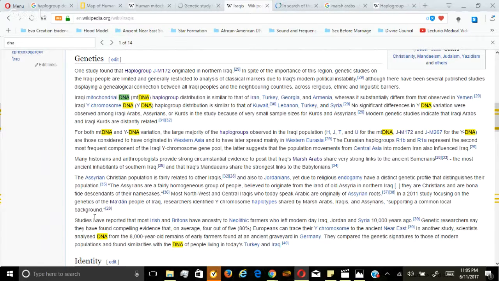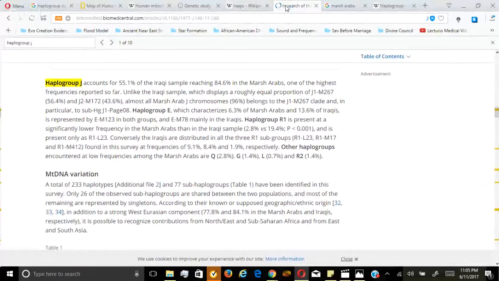And moving on down to the meaty stuff, most historians and anthropologists provide strong circumstantial evidence to posit that Iraq's Marsh Arabs share very strong links to the ancient Sumerians. Now, this is a paper that was written, and the research concluded that haplogroup J accounts for 55.1% of the Iraqi sample, reaching 84.6% in the Marsh Arabs. One of the highest frequencies reported so far.